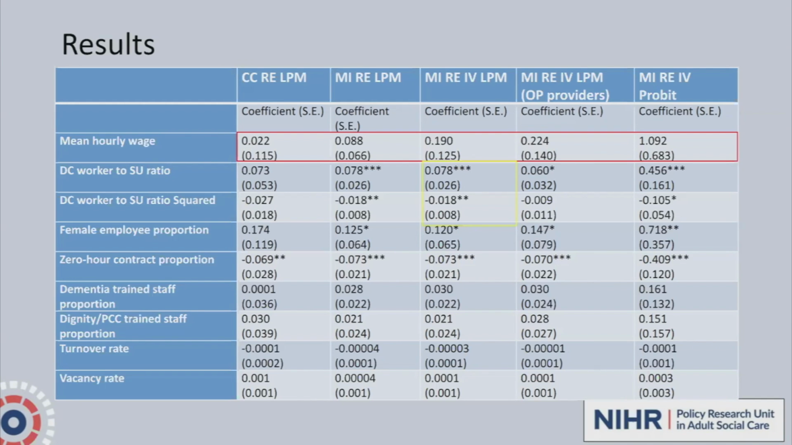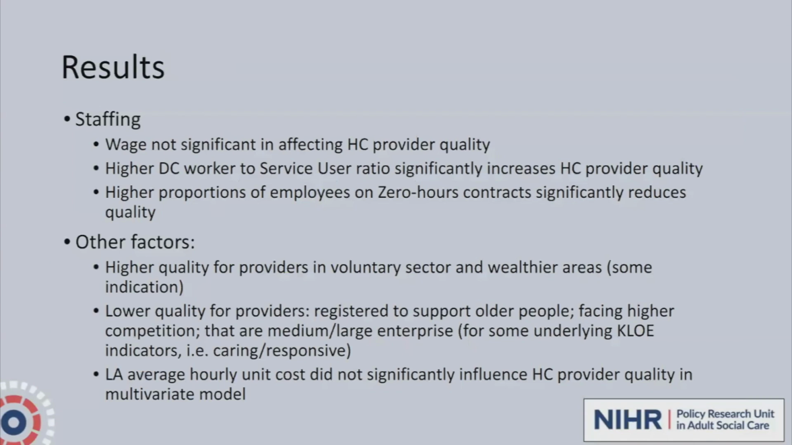And then we also find that the presence of 0 hours contracts has a large effect on the likelihood of a higher quality rating, with greater prevalence of 0 hours contracts reducing the likelihood of a higher quality rating. So a 1 percentage point increase in 0 hours contract proportion at the mean would decrease the likelihood of a higher quality rating of good or outstanding by over 7%. So that's quite a strong effect going on. So the results for staffing are outlined there from that table.